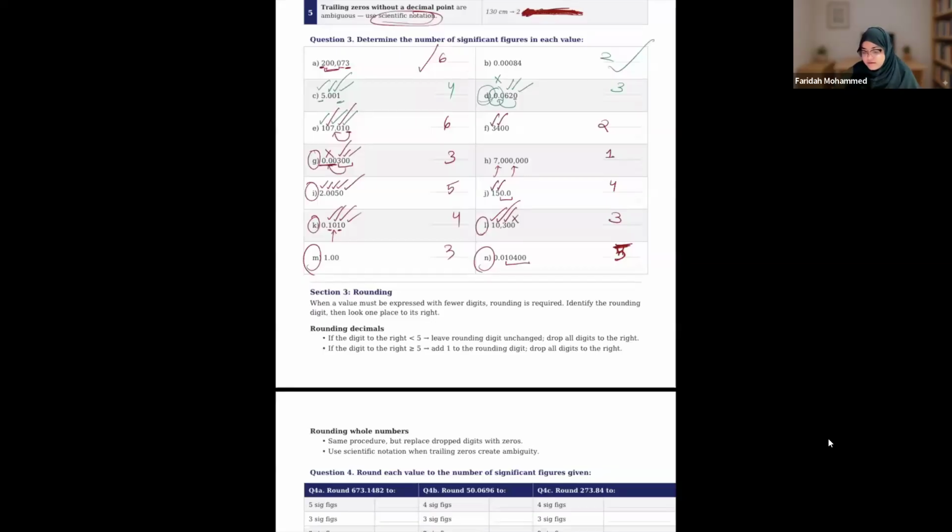Okay, so yesterday we learned about the rules of significant figures, right? Today we're going to learn how to round off numbers based on the significant figures.